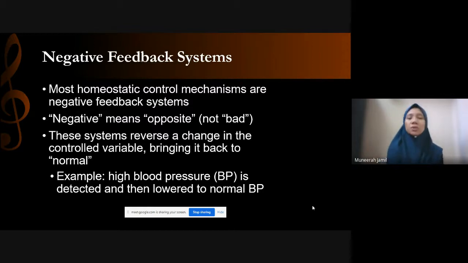So daripada increase tu dia akan turunkan, naik, dia akan turunkan, naik dan turun is something that opposite. Dia akan turunkan sehinggalah ia mencapai kepada satu tahap yang dikatakan sebagai blood pressure yang normal. Okay, so this system reverses a change in the control variable, bringing it back to normal. For example, like high blood pressure, like I mentioned before, where it is detected and then lowered to the normal level of blood pressure.